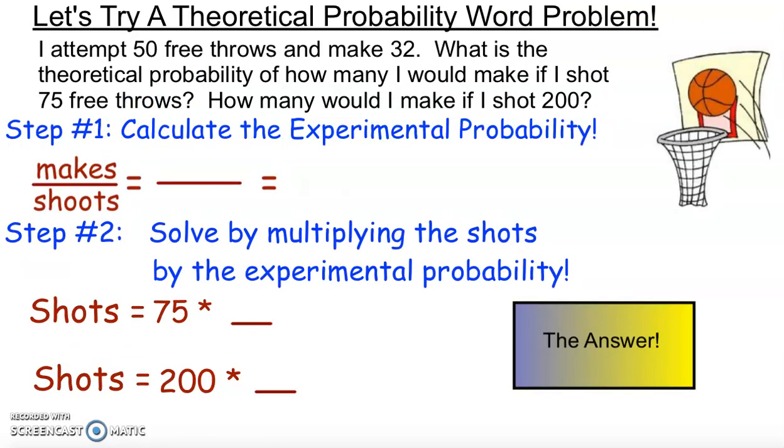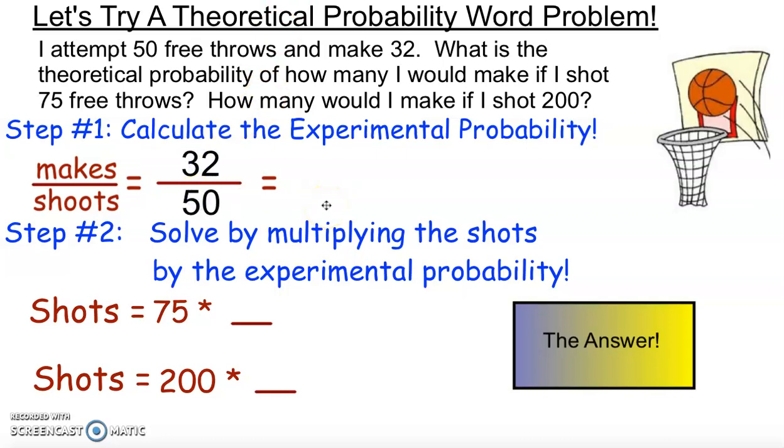Let's try an example in a word problem. So I attempt 50 free throws and make 32. What's the theoretical probability if I shot 75? And how many would I make if I shot 200? Okay. So I make 32 out of 50.